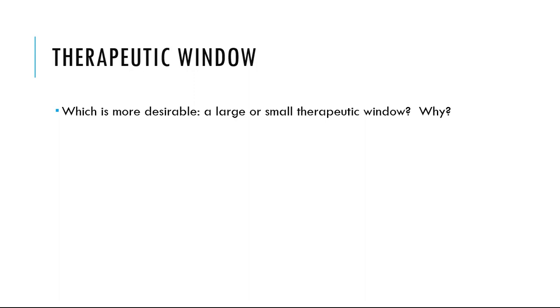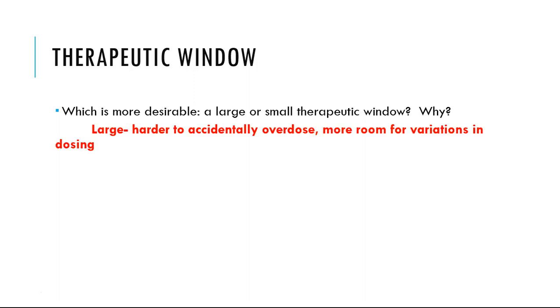Now, when we think about what's more desirable, a large or a small therapeutic window, a large therapeutic window is much more desirable for a couple of reasons. Well, for the first, it's harder to accidentally overdose, right? If the toxic dose is 100 times the effective dose, that's unlikely to happen accidentally. And then there's also more room for variations in dosing, since different members of the population will need different doses to have effectiveness.